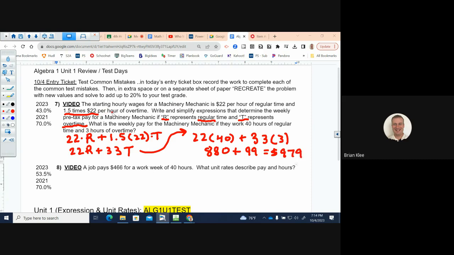Hope this was helpful. Please recreate the problem. Write down somebody is earning blank dollars per hour for regular time and 1.5 times blank dollars per hour for overtime. And then rewrite the expression. You can still use R for regular, T for overtime. And then crunch it for a certain amount of regular time and a certain amount of overtime. Please do that, turn it in, and your test grade could go up by as much as 10%, depending on how poorly or how well you scored.